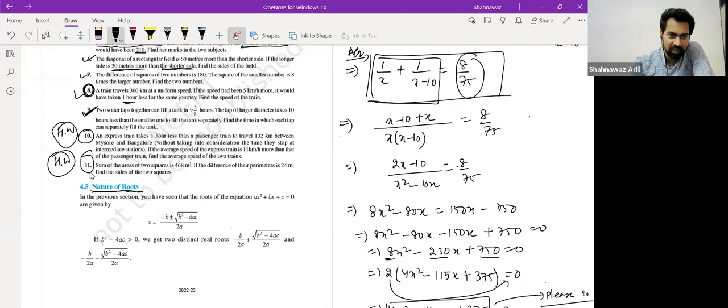And for this 11th question, let me give you a small hint. The sum of the areas of two squares. So what is the area of a square? Let's say one square has side x, and another square has side y. So the area is x into x, and this is y square. So the sum of areas is x square plus y square, and the difference of their perimeters: perimeter is 4x and 4y. You know what perimeter is and what area is. Just calculate the sides of the two squares.